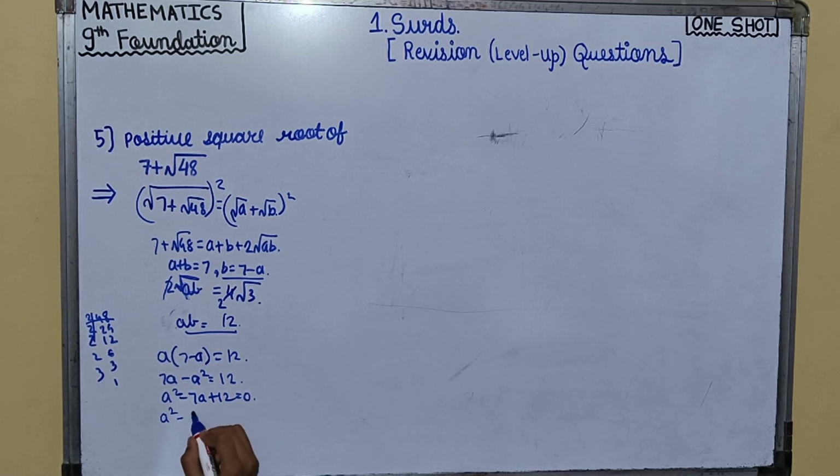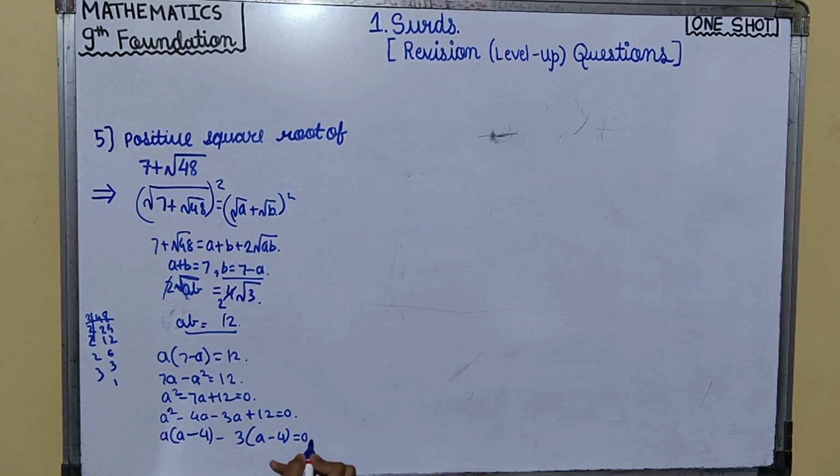a square minus 4a minus 3a plus 12 equal to 0. Now I have taken minus 4a minus 3a because the multiplication of these two is 12 and the addition is minus 7. That's why. It means we have done middle term splitting. a in bracket a minus 4, minus 3 in bracket a minus 4 equal to 0.